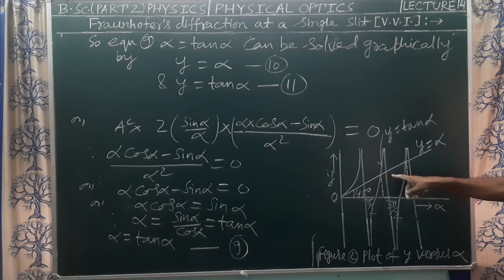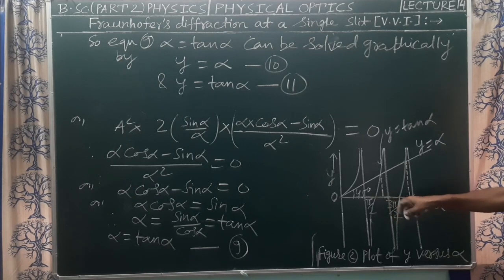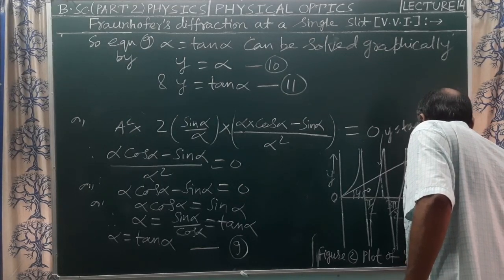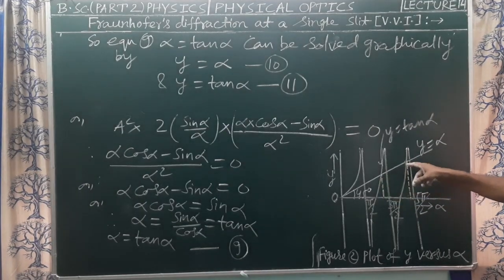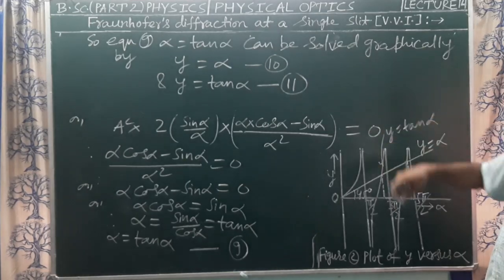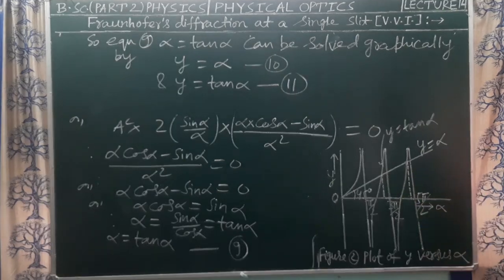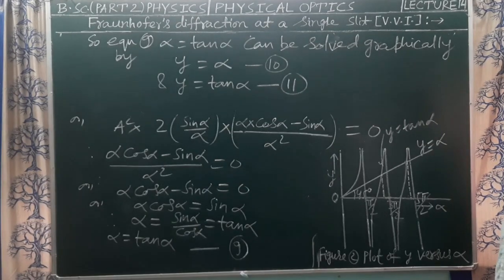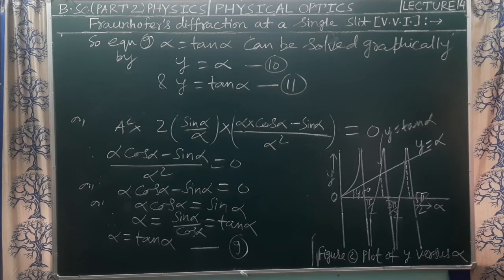There are two positions we have plotted in this graph, between pi by 2 and 3 pi by 2, and between 3 pi by 2 and 5 pi by 2. There are two positions where the straight line y is equal to alpha given by equation 10, and the curve y is equal to tan alpha intersect, and these points where the two curves meet together will give the values of alpha.